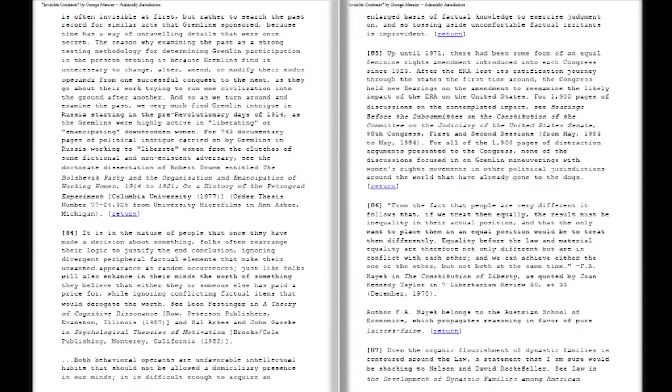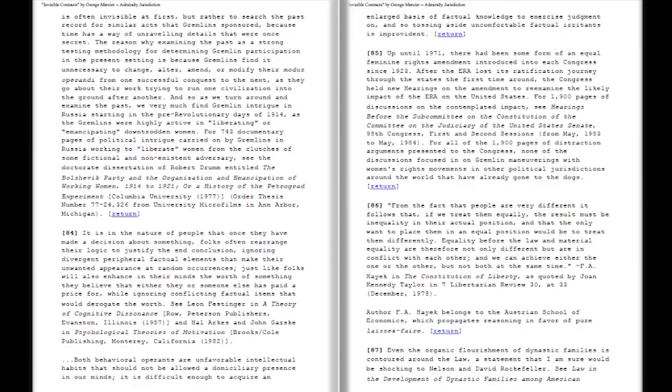Return. 84. It is in the nature of people that once they have made a decision about something, folks often rearrange their logic to justify the end conclusion, ignoring divergent peripheral factual elements that make their unwanted appearance and random occurrences, just like folks will also enhance in their minds the worth of something they believe that either they or someone else has paid a price for, while ignoring conflicting factual items that would derogate the worth.